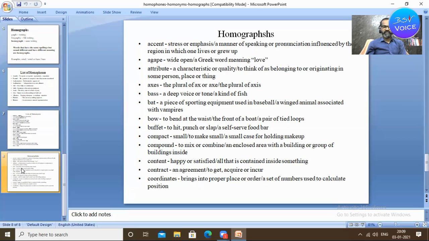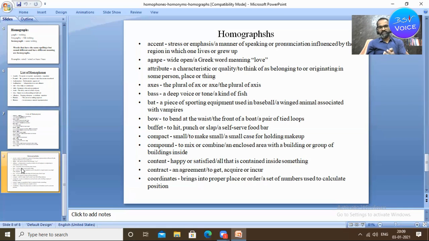You can say contented. A contented person is happy. Happy person, contented, accepted. At the same time, you can say content: all that is contained inside something, so that is content. So content is the subject. At the same time, it is the satisfaction of the person.